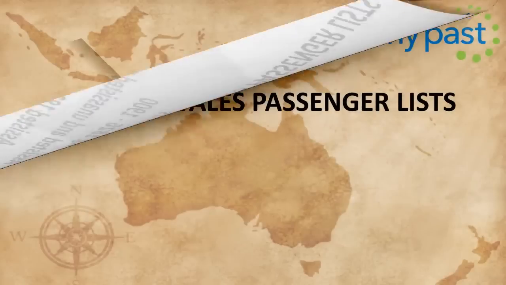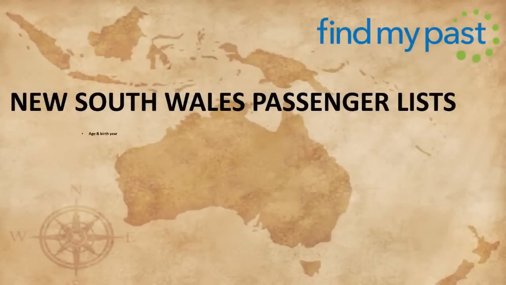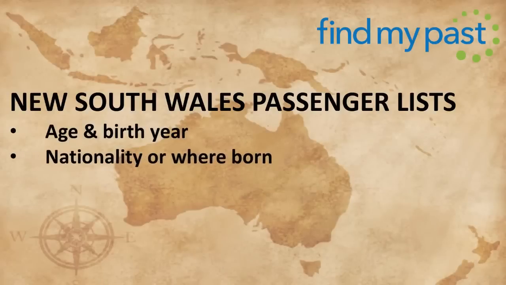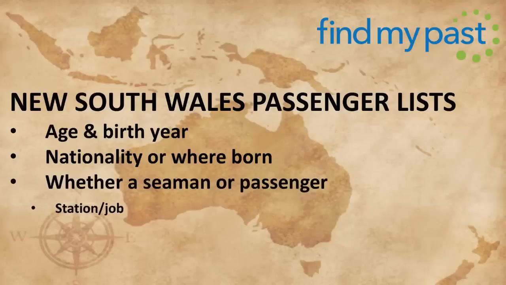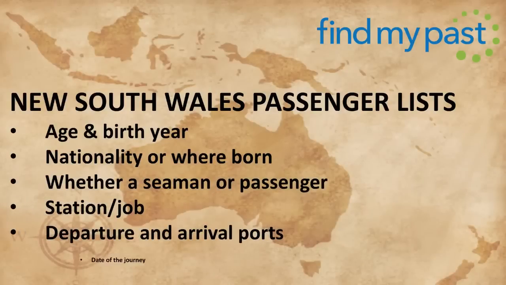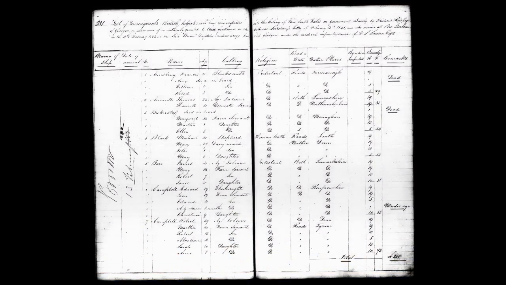These records will reveal, amongst other things, your ancestors' age, birth year, nationality or where born, whether a seaman or passenger, their station or job, as well as departure and arrival ports, and of course, the date of the journey. Let's take a look at an example of an assisted passenger list from this collection.